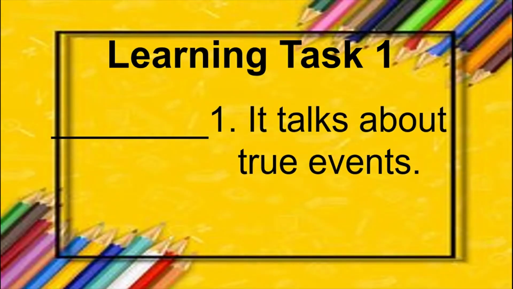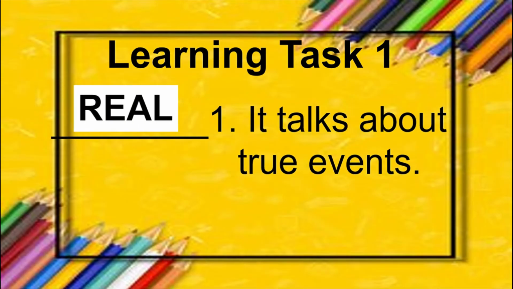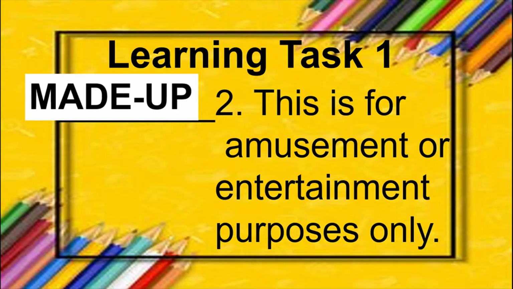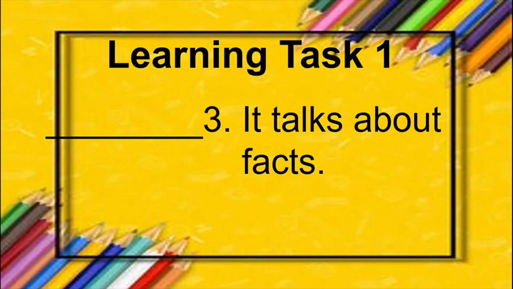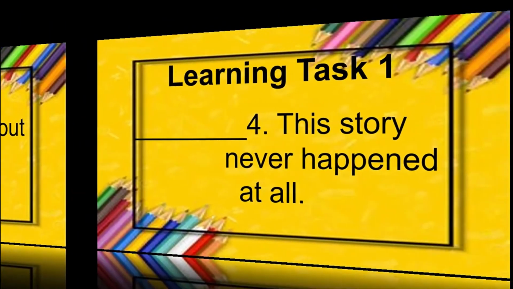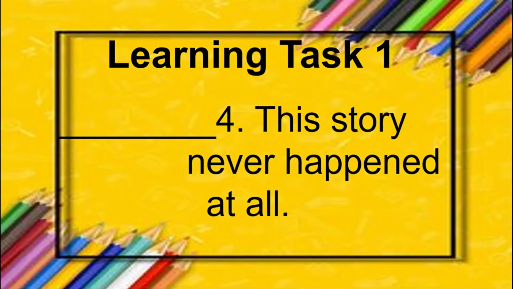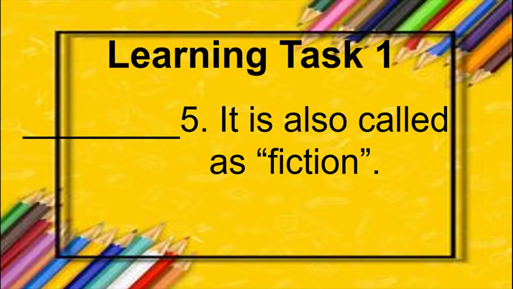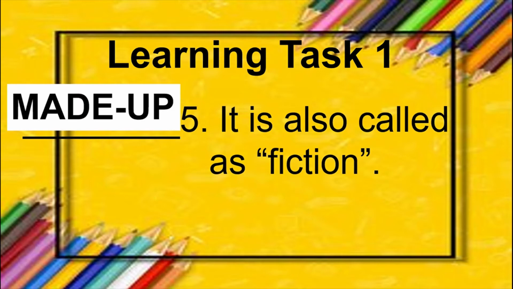Let us answer. Number 1, it talks about true events. Real. Number 2, this is for amusement or entertainment purposes only. Made up. Number 3, it talks about facts. It's real. Number 4, this story never happened at all. It's made up. And number 5, it is also called fiction. Made up. Okay, did you get the right answer, kids? Very good.